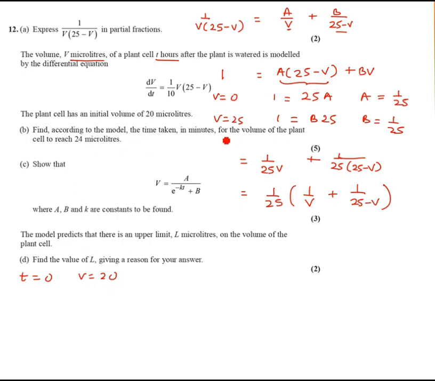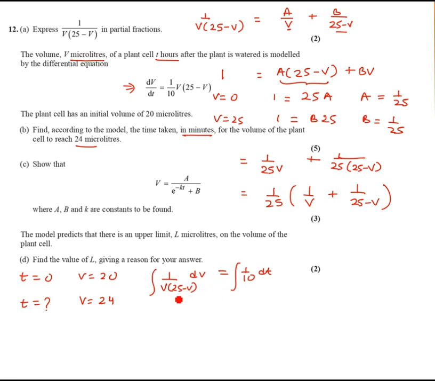Find, according to the model, the time taken in minutes for the volume of the plant cell to reach 24 microliters. We need to work out t when v is 24. Okay, and t must be in minutes. Okay, so what we do is we will first take this differential equation and separate the variables. So we separate the v, so bring the v and 25 minus v to the left and take the dt to the right, so 1 over 10 dt. So we just separate the variables, then we integrate on both sides.